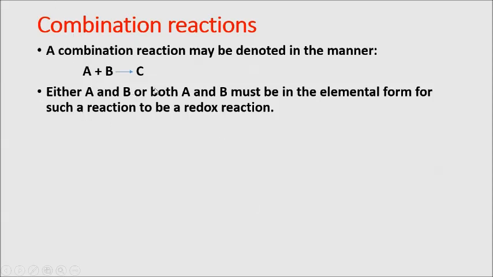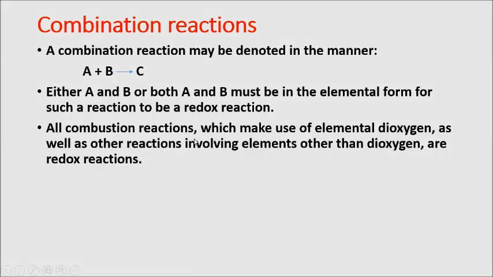In the combination reaction of redox, either one of the reactants or both the reactants should be in elemental form. That means their oxidation state will be 0. Either one or both reactants. All the combustion reactions which make use of elemental dioxygen, as well as other reactions involving elements other than dioxygen, are called redox reactions.